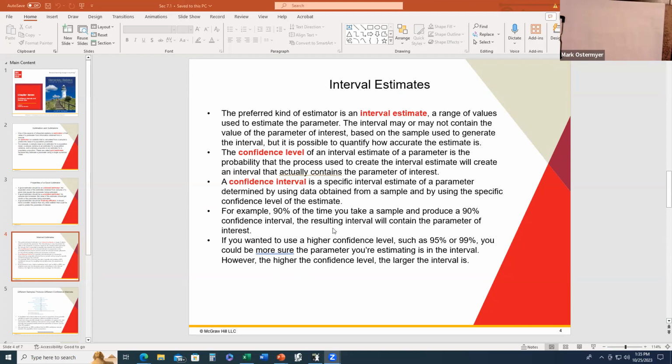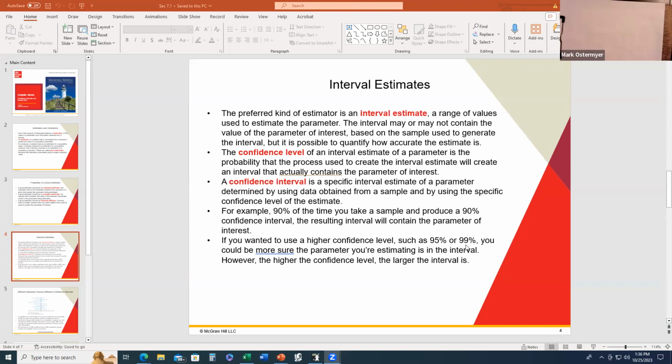Ladies and gentlemen, if I construct a 95% confidence interval for an unknown population parameter, then if I build 100 confidence intervals for an unknown population parameter, we would expect 95 of those 100 intervals to actually contain the unknown population parameter that we're trying to estimate.